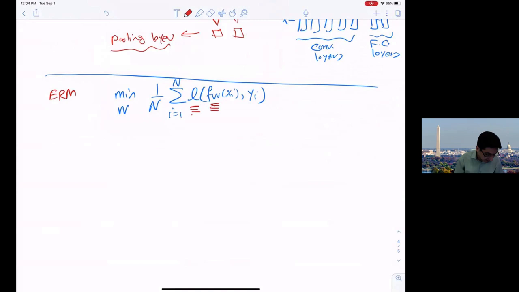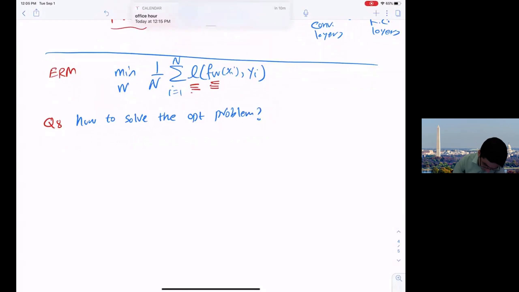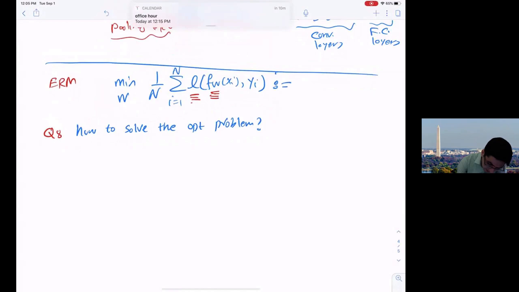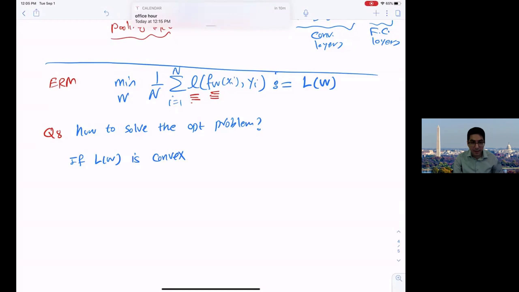The basic question here is how to solve the optimization problem. If my objective is convex, let's call the whole thing L of W, so this is my objective function. If L of W is convex, that happens because my loss is convex and my F_W is an affine function, I'll get a convex optimization at the end.